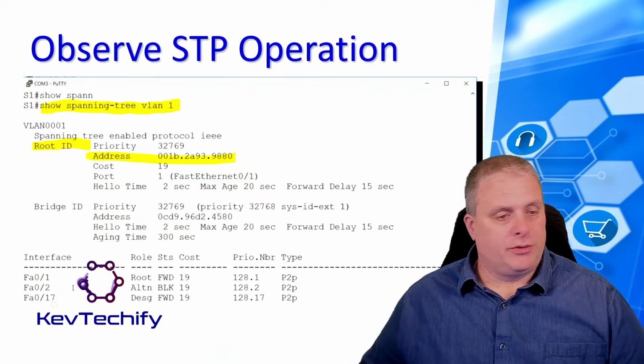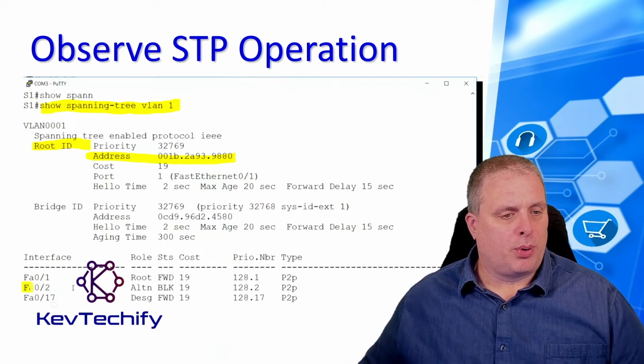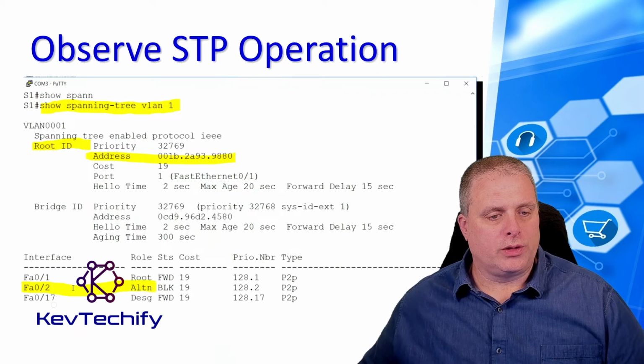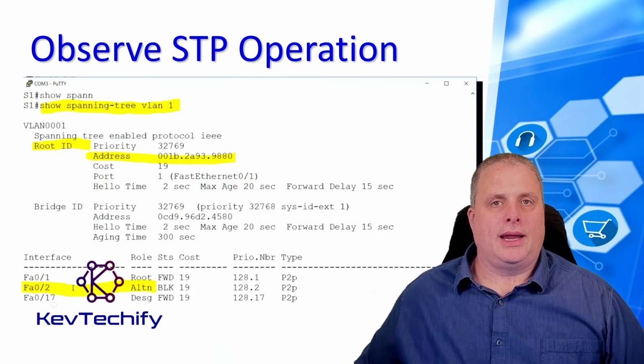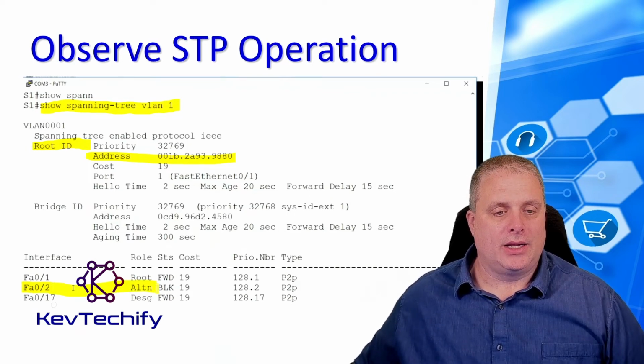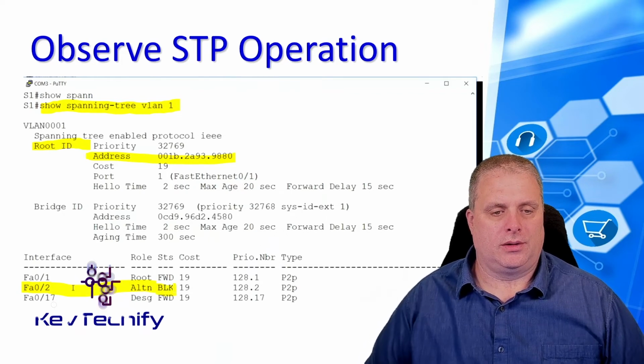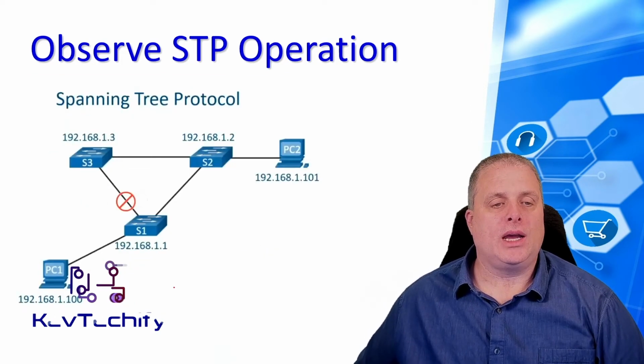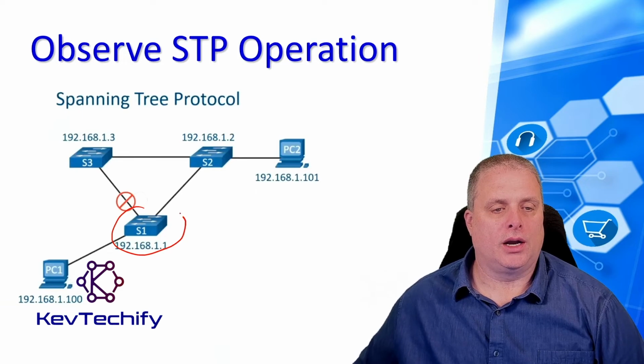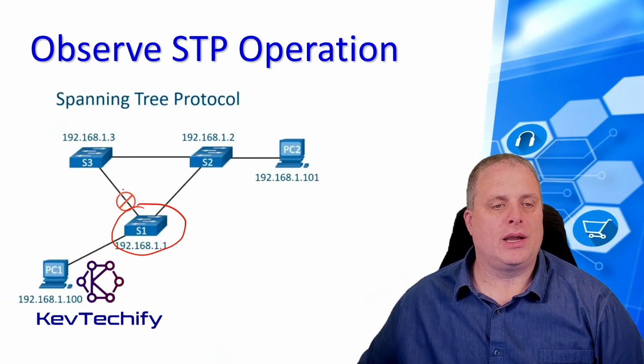This switch, if we look down here at the bottom, has port 2 in the alternate role and has the status in blocking mode. Once again, we are switch 1 right here. And this port is blocking.